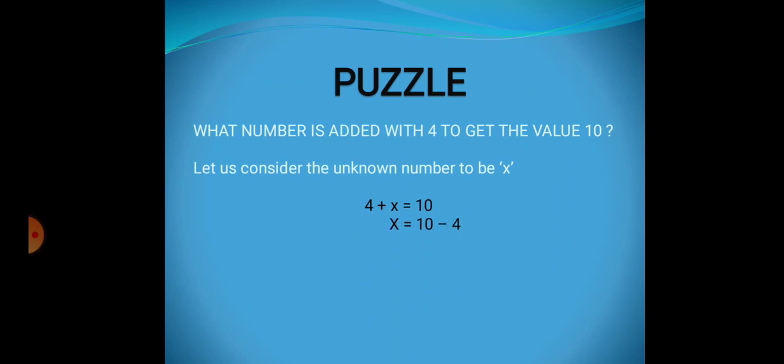So let us bring the 4 to the other side. So it will come x is equal to 10 minus 4. So x is equal to 6. The value of the unknown is 6.